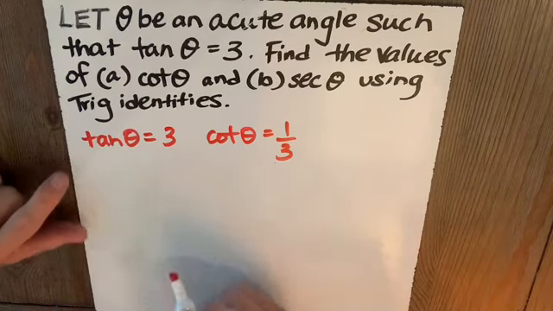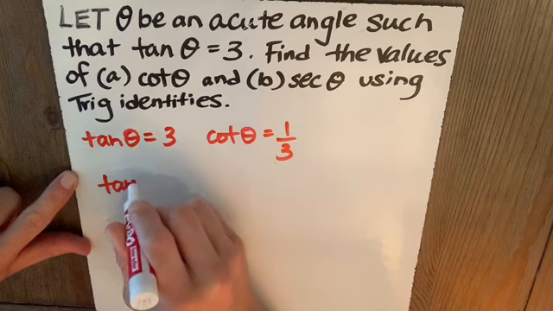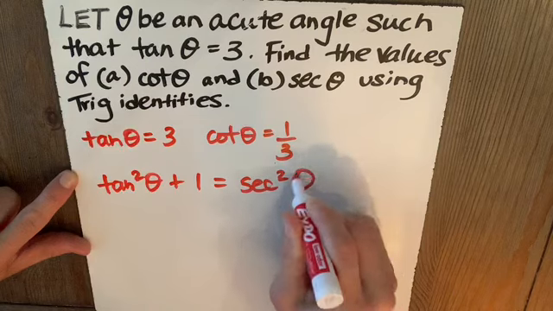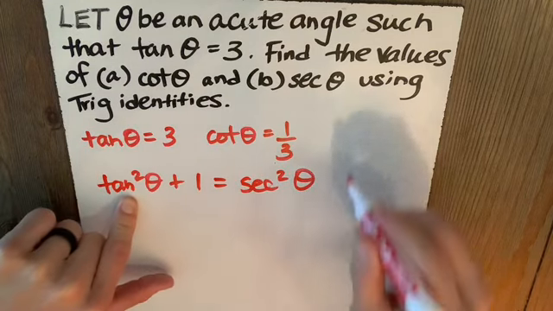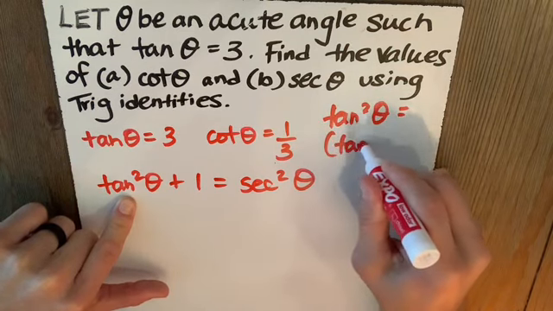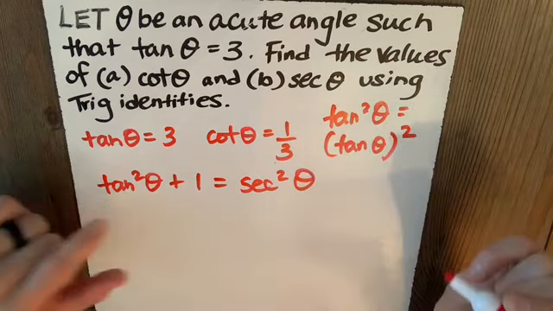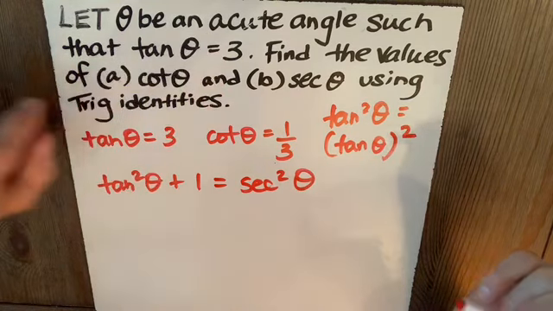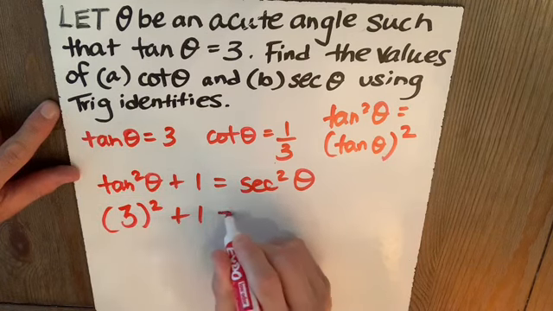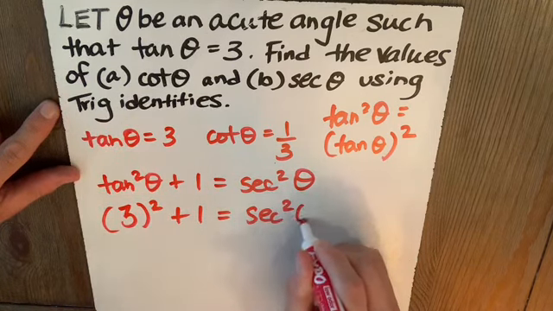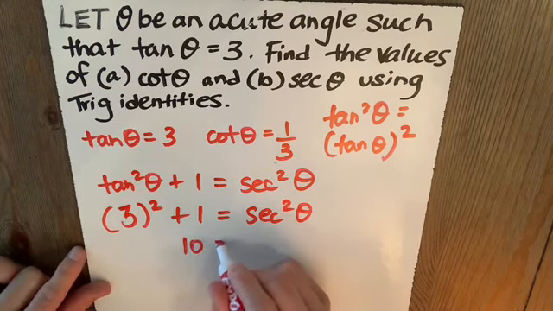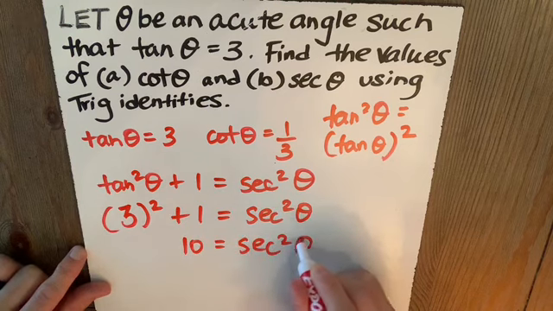Well, I'm going to go to my Pythagorean identity. I know tangent squared theta plus 1 is equal to secant squared theta, but I know tangent theta. Remember, tangent squared theta is the way we describe tangent theta, the whole thing squared. So if I know tangent theta is equal to 3, I can make my substitution. 3 squared plus 1 is equal to secant squared theta. So 3 squared is 9 plus 1 is 10, equal to secant squared theta.